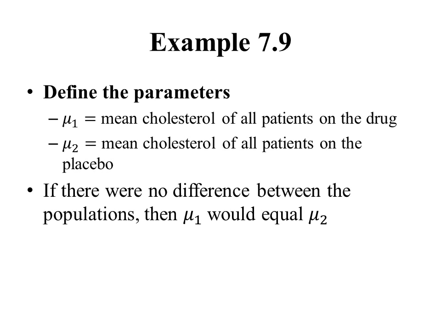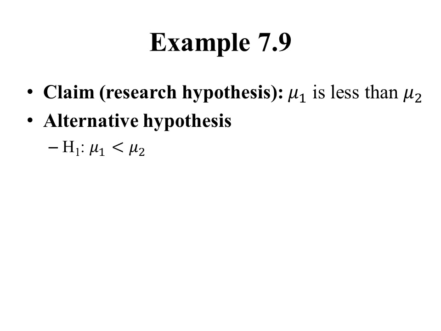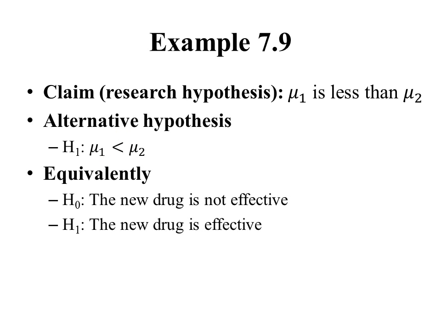Now we need to set up our hypotheses. The null hypothesis is the statement that there is no difference. If there's no difference, then mu1 would equal mu2. So our null hypothesis is mu1 equals mu2. Now to get our alternative, we go back to our claim, which is that mu1 is less than mu2. And so our alternative is the statement that mu1 is less than mu2. So we see we have a left-tailed test, or a one-tailed test in general. An equivalent way of stating our hypotheses is that the null is that the drug is not effective, and the alternative is that the new drug is effective.